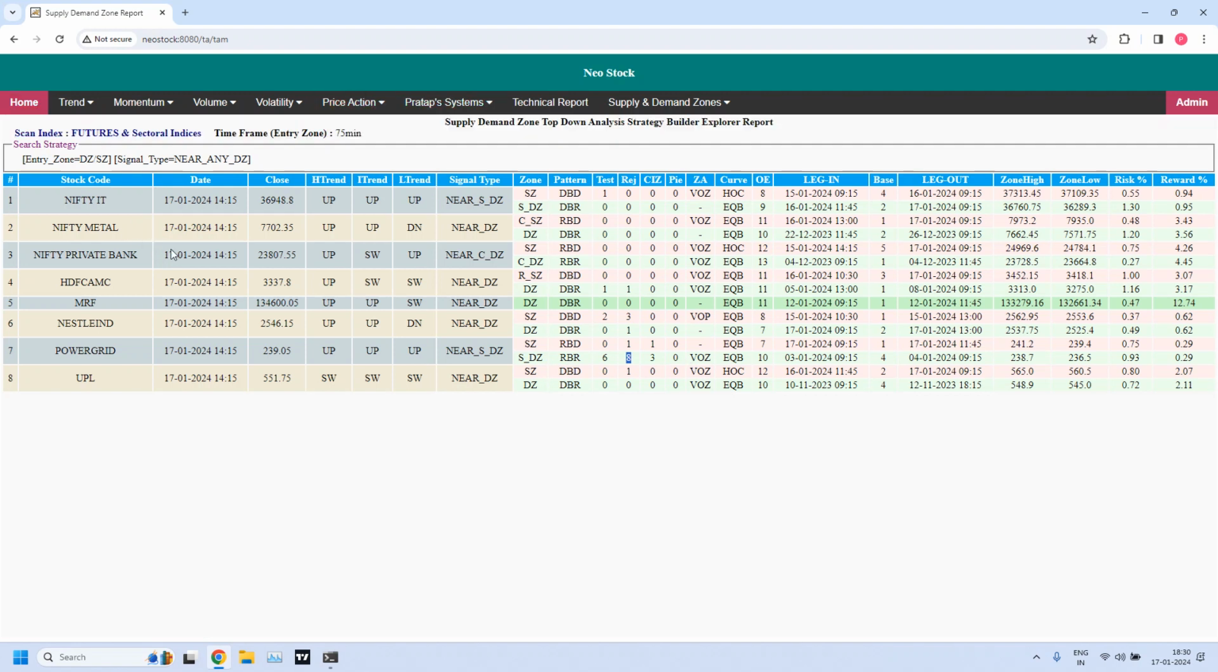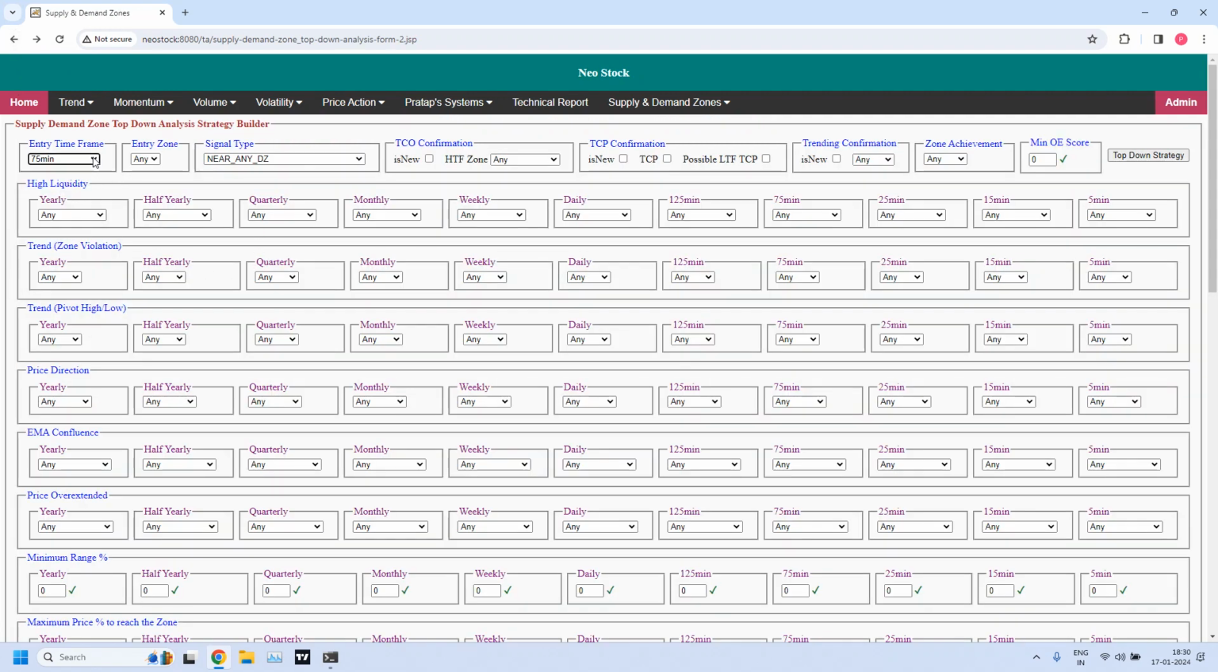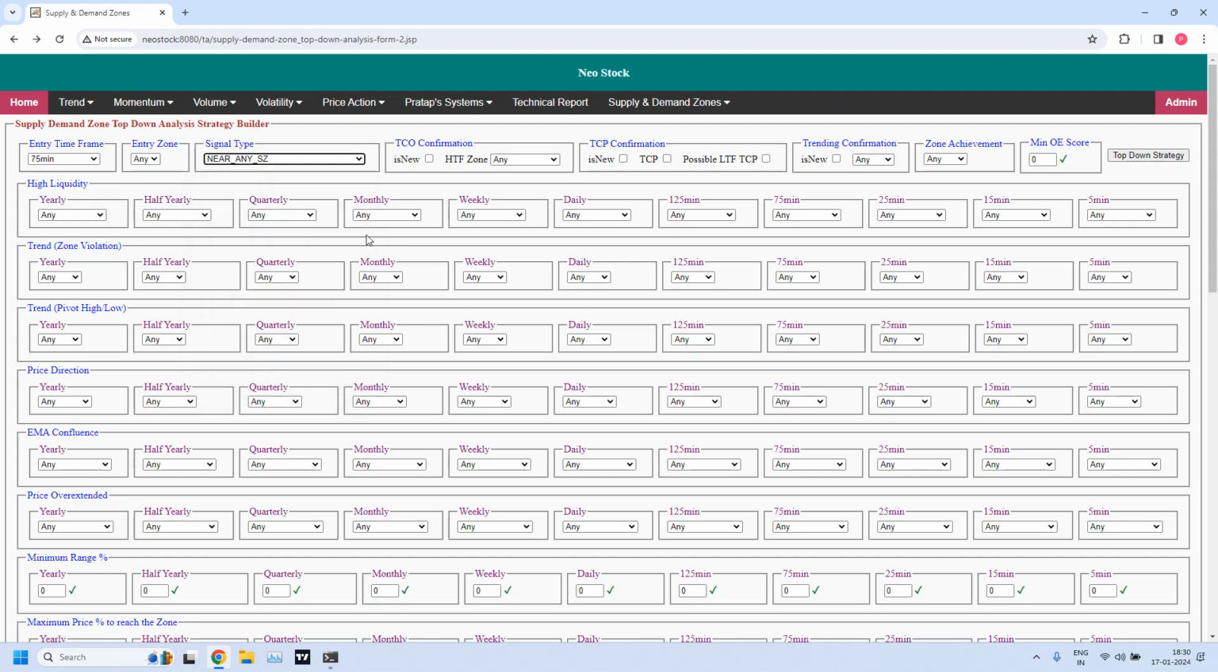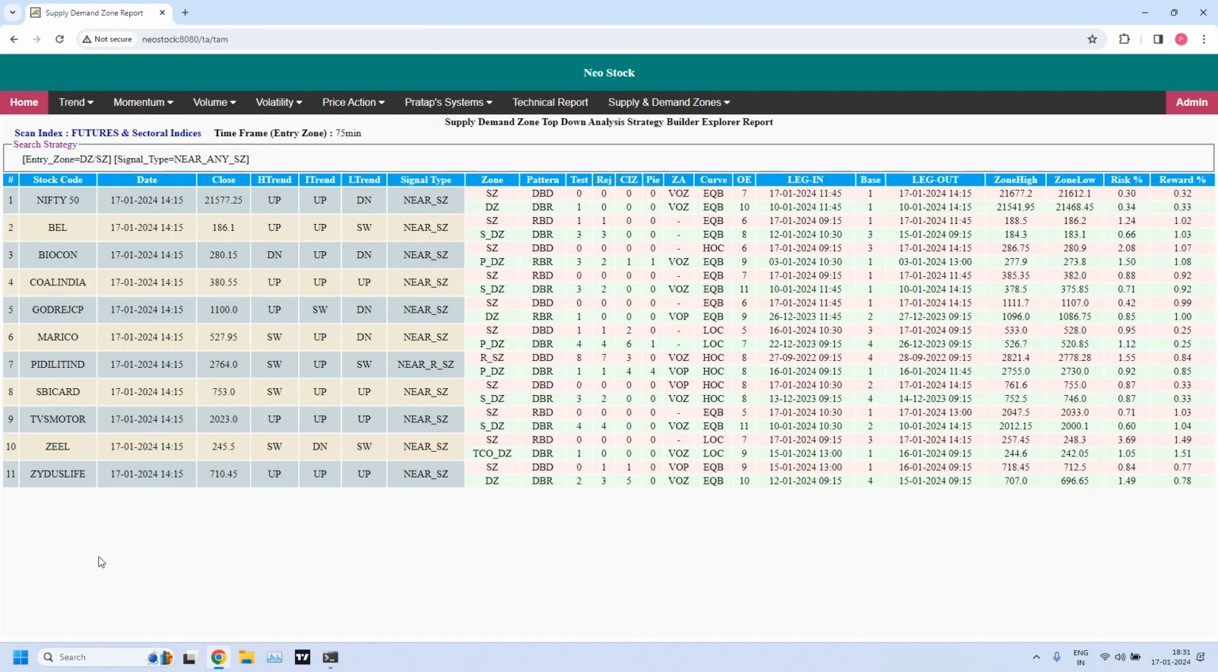Okay. Now let me go back. We have only one high liquidity zone, Power Grid. And the entry time frame is 75 minutes. Let us find the stocks near 75 minutes supply zone. 11 stocks are filtered. Let us find the high liquidity supply zones.